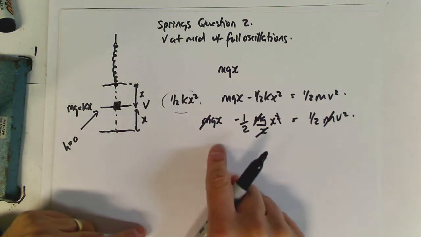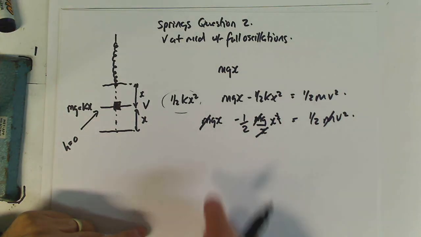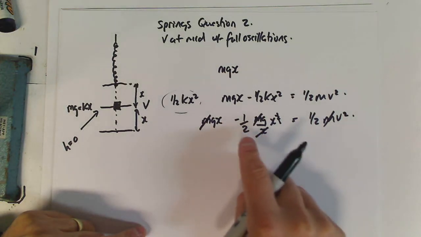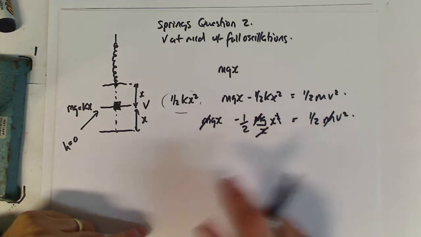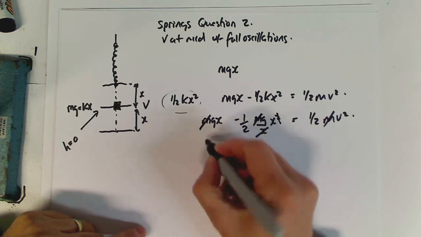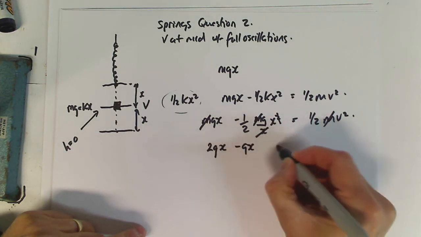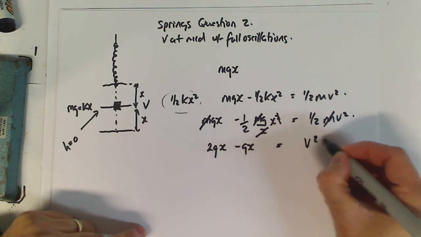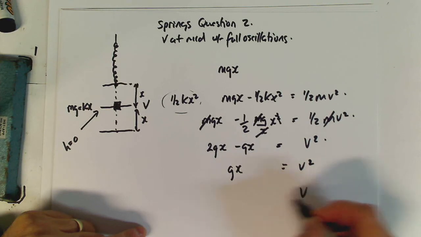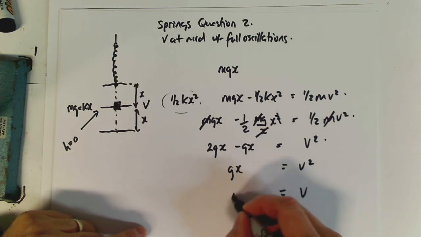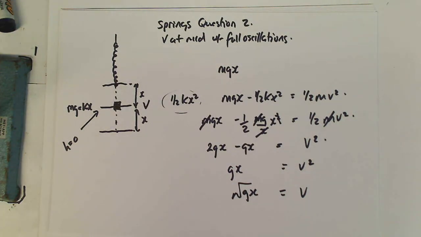Well, we can multiply everything by 2. Do we need to do that? gx minus 1/2 gx equals 1/2 v squared. So we'll just multiply everything by 2. I think that will help. So you've got 2gx minus gx equals v squared. So we've got gx equals v squared, v equals square root of gx. And we're done. Easy.